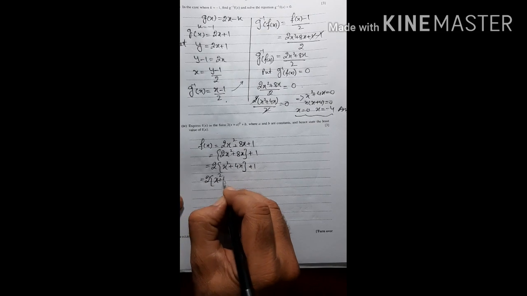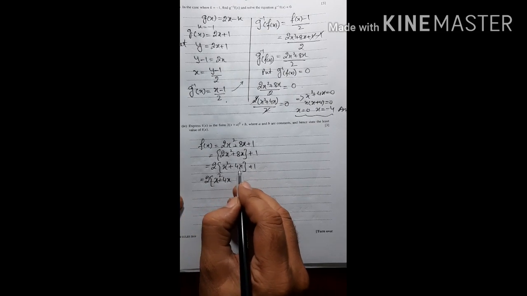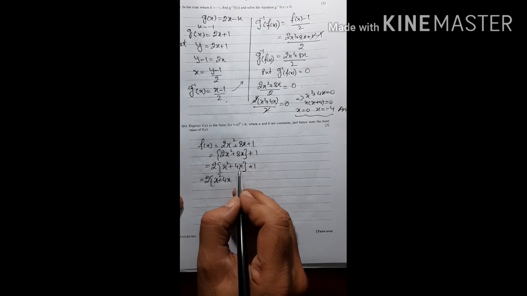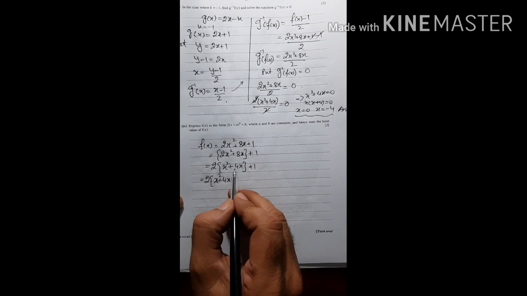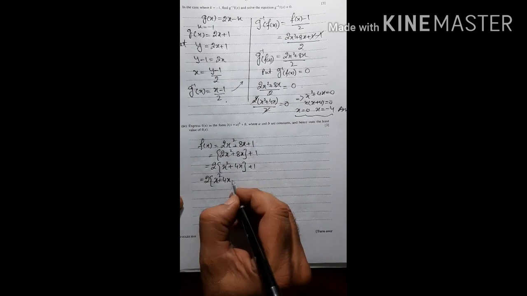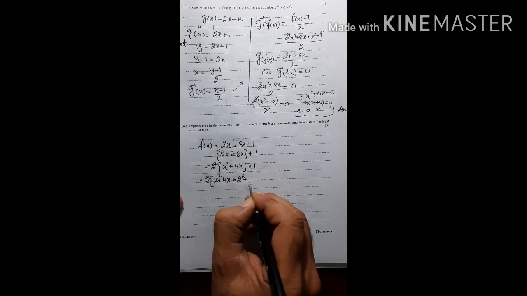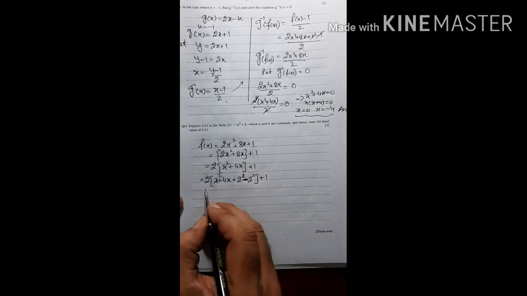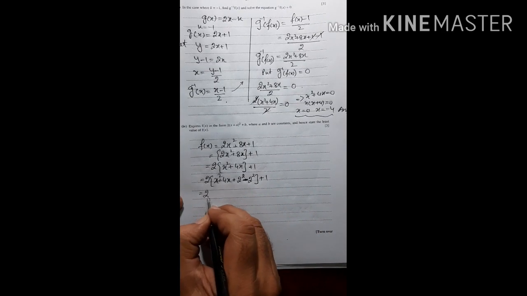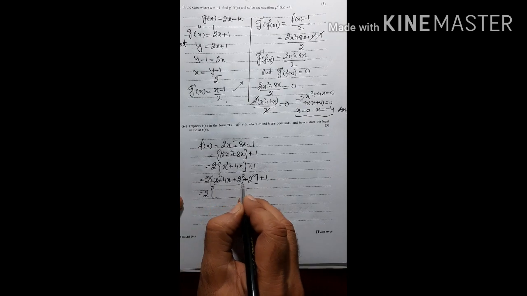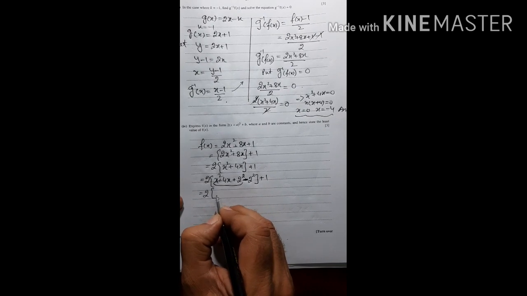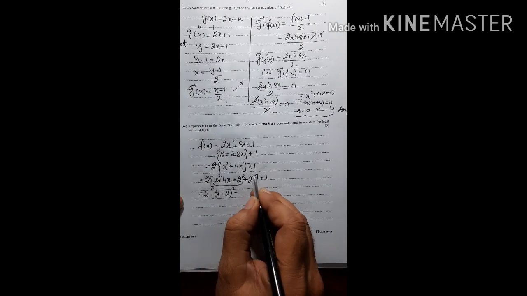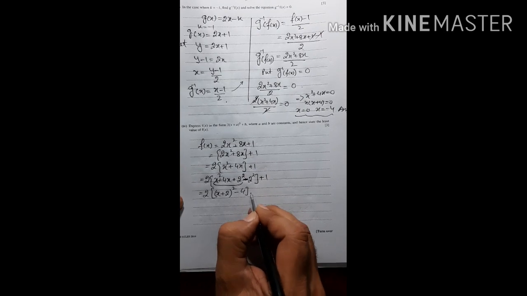2x square plus 4x, I will add the square of the half of the coefficient of x. The coefficient of x is 4, its half is 2, so 2 square. I will add and subtract 2 square to make it a complete square. This is the procedure. So this part will become x plus 2 whole square minus this 2 square is 4 and this is 1.